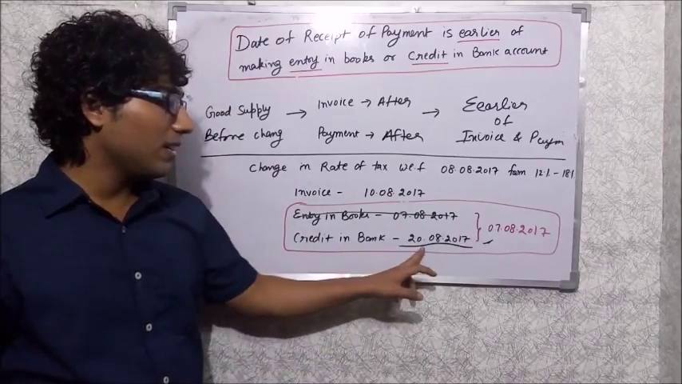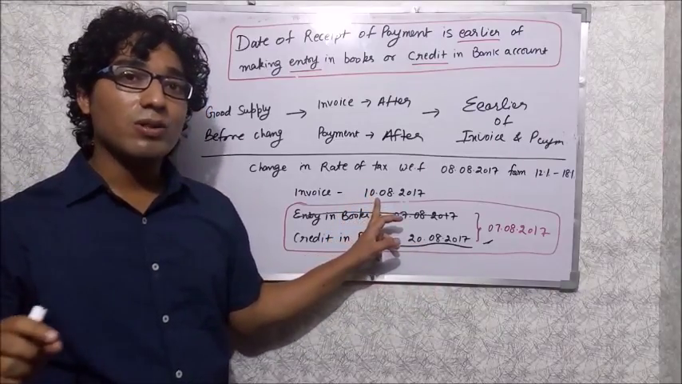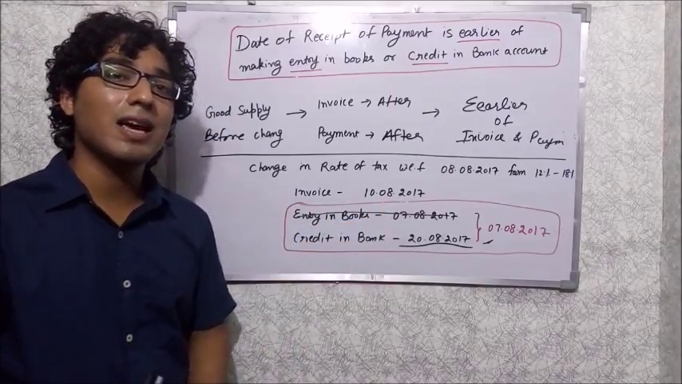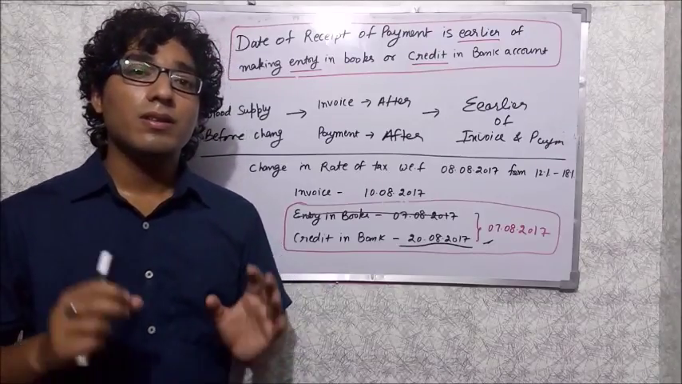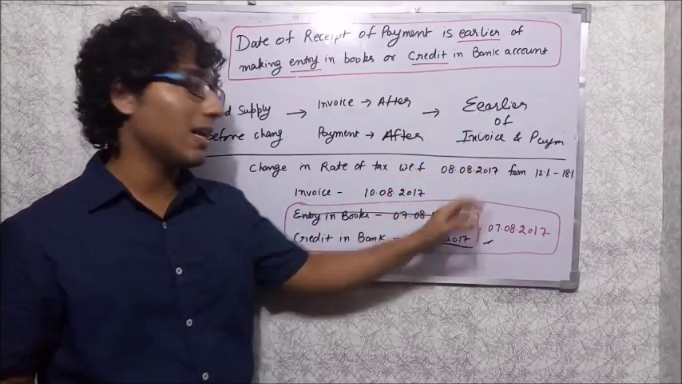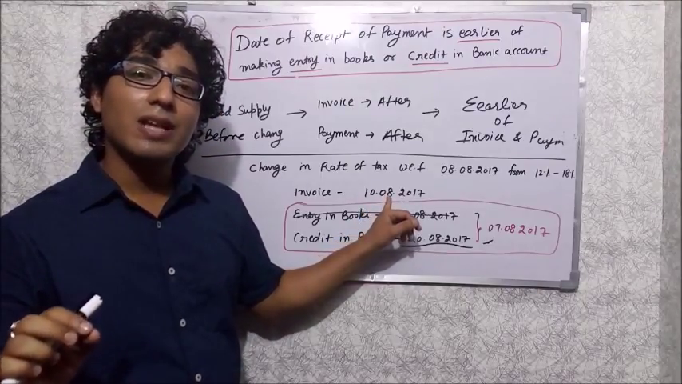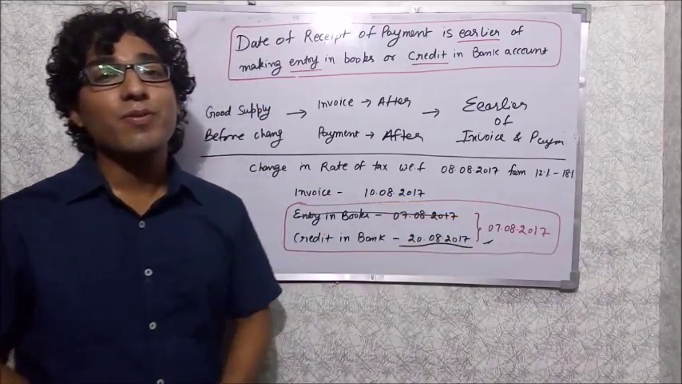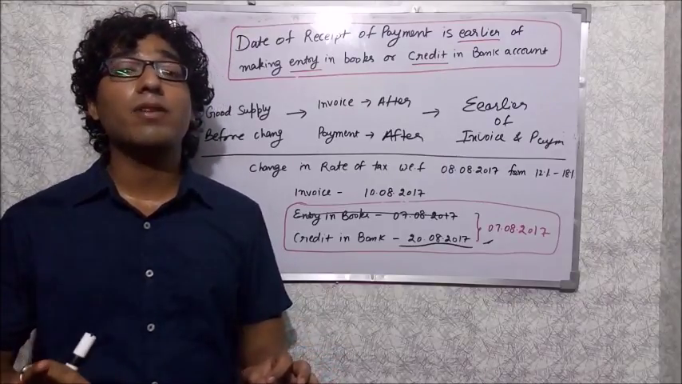So the receipt of payment is 20th August 2017 and the date of issue of invoice is 10th August 2017, so in both situations the invoice and the receiving of payment are after the change in rate of tax. Therefore the law says that in such a situation the time of supply of goods or services will be the earlier of the two events, and the earlier of the two events is 10th August 2017. And what is the rate of tax on 10th August 2017? 18%.